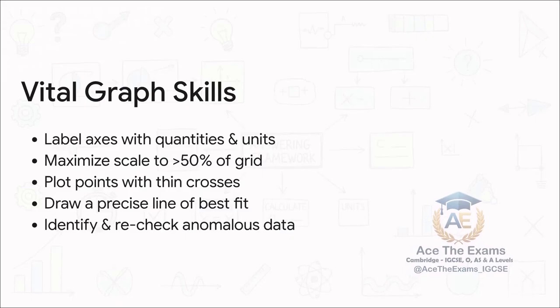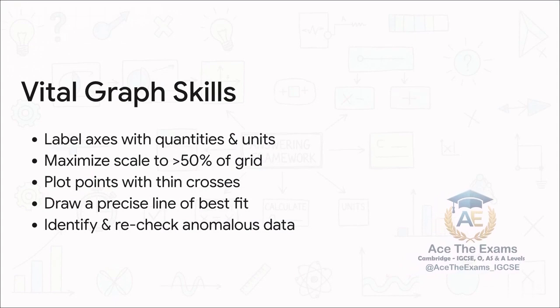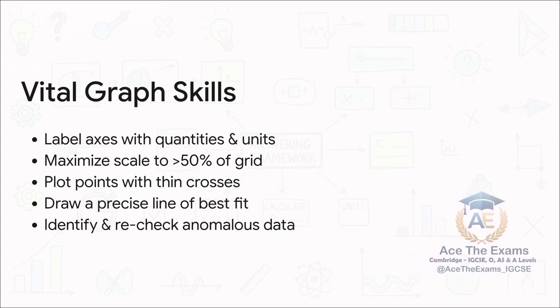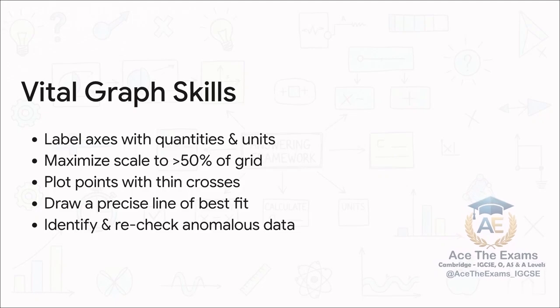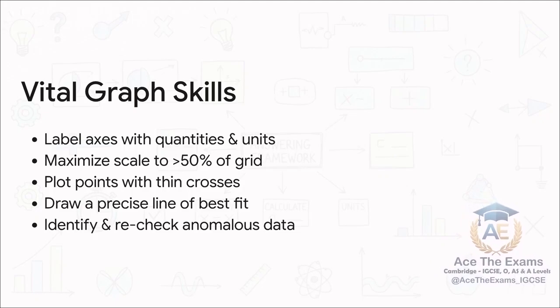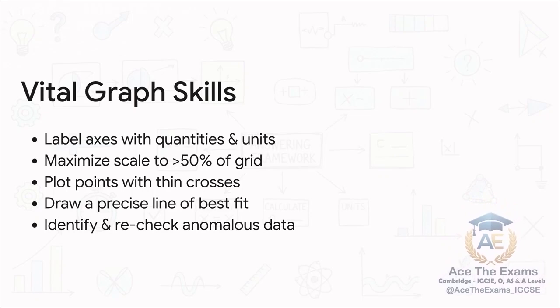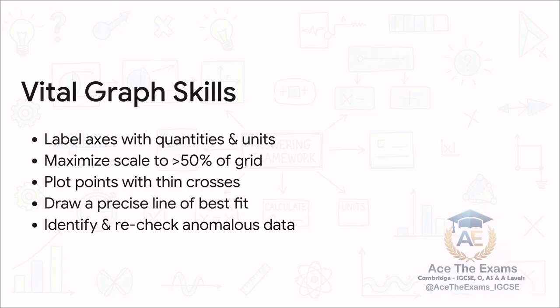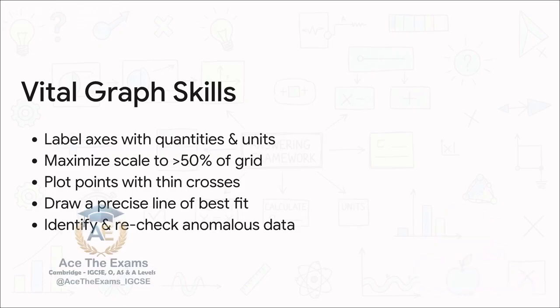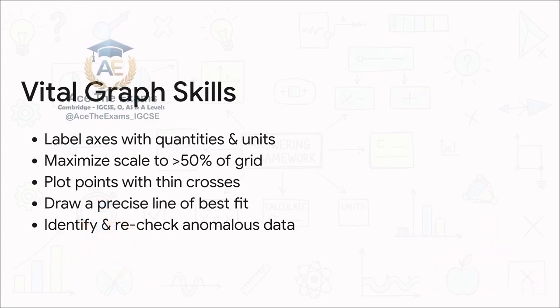Now, when you take that Hooke's law data and put it on a graph, do not rush. Look at these vital graph skills. Students constantly rush this step and suffer an immediate loss of easy marks. You must label your axes with both quantities and units, like load/newtons. You have to maximize your scale so it covers over 50% of the grid, otherwise it's just too cramped to be accurate. Plot your points clearly with thin crosses, not big, thick dots that hide the true coordinate. Draw a precise line of best fit, and always identify and double-check any anomalous data.